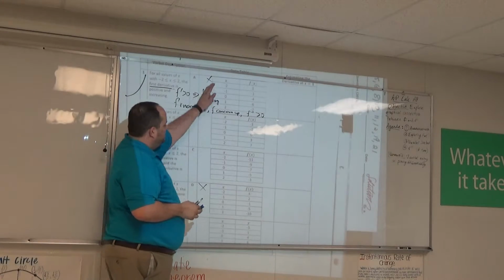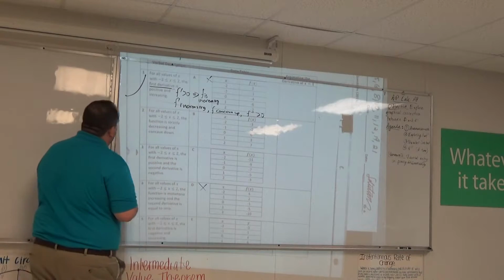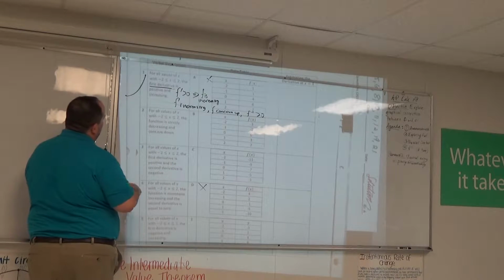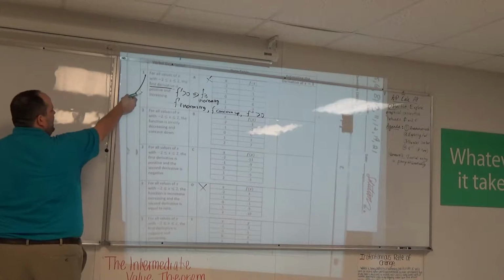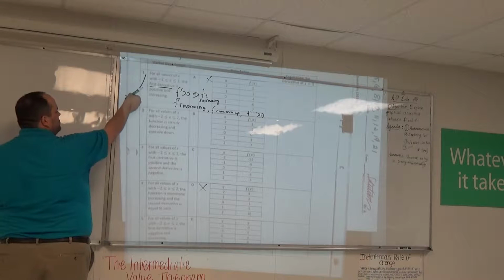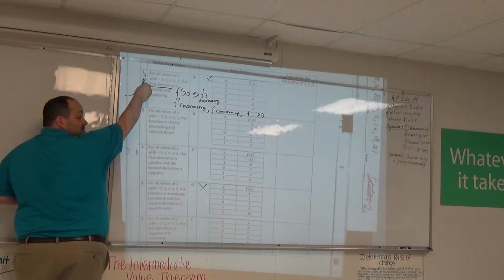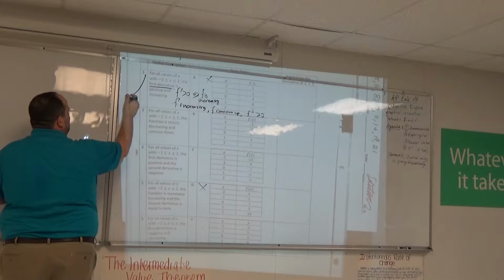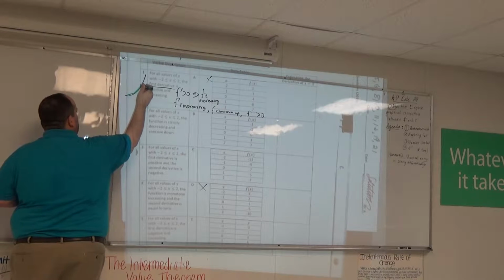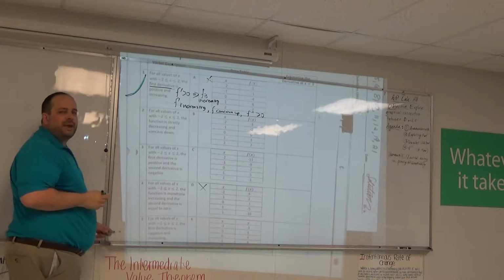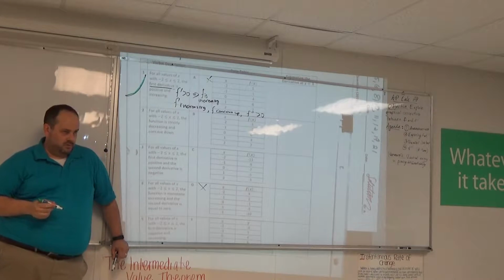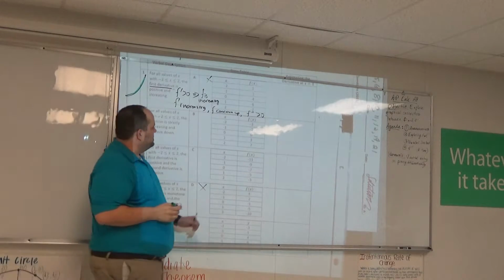We've already used the increasing part. I think the tough part tends to be the concave up. If you're concave up, it means that your slopes are increasing. That means you're going to increase by greater and greater and greater amounts. Let's look at the ones that are left here.